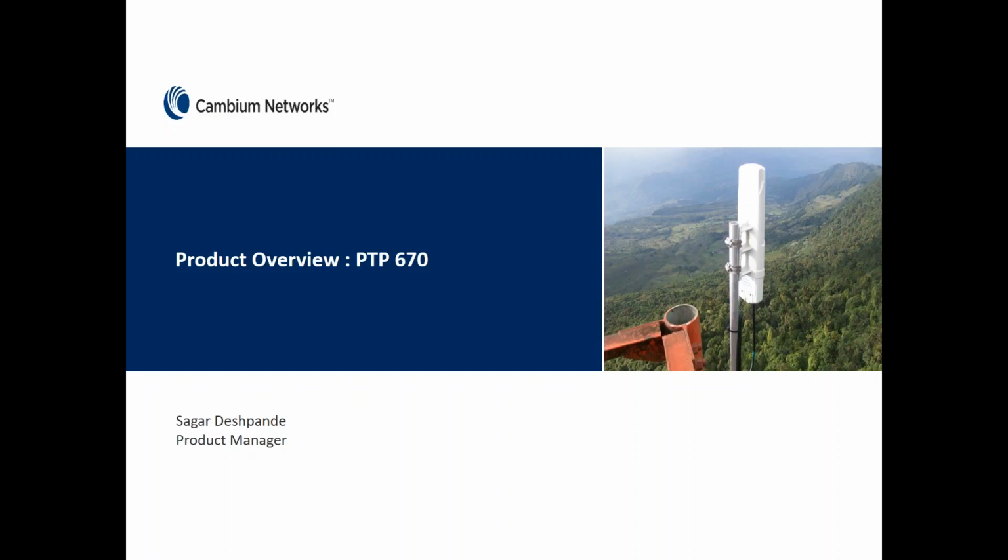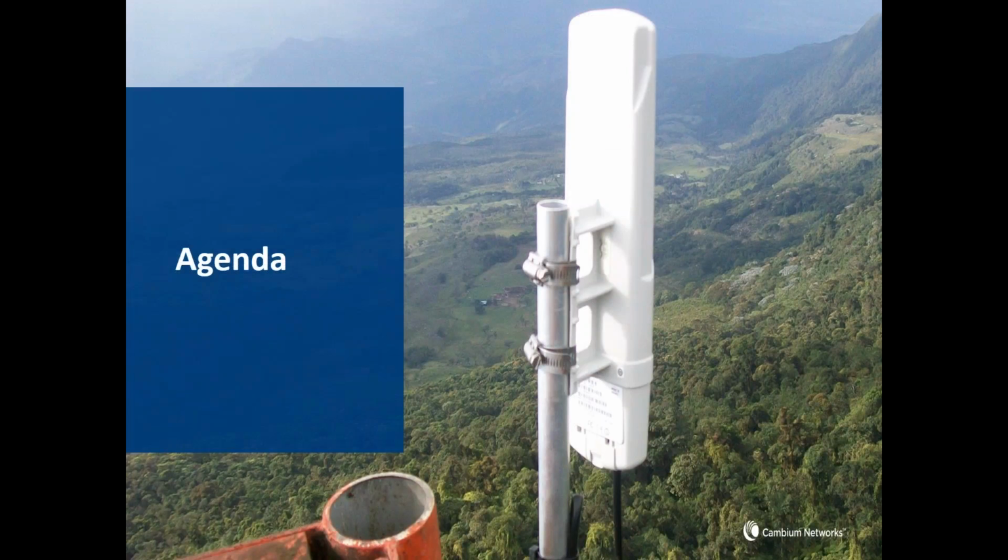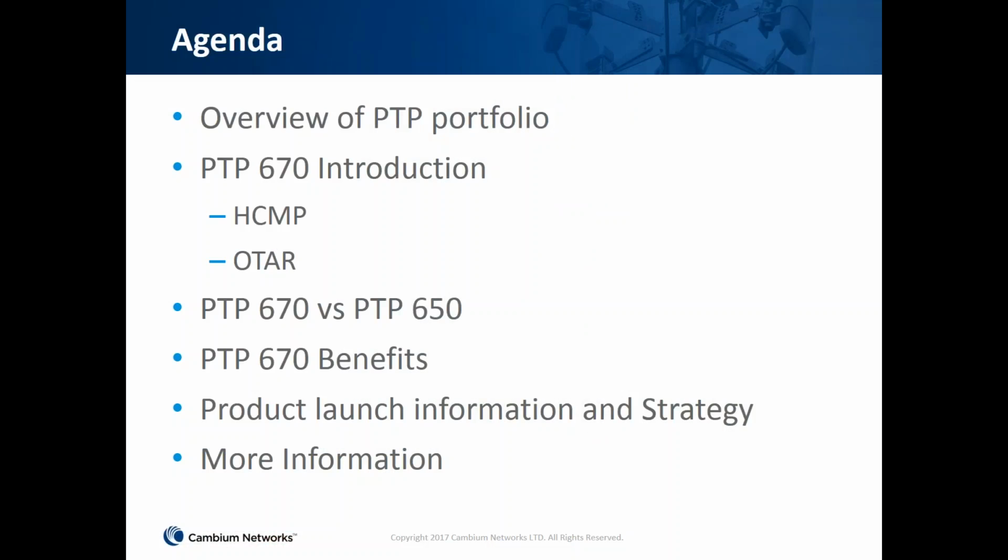Hi, Colin. Thank you very much for the introduction. Today we're going to review the PTP 670, our latest product in our point-to-point portfolio. For today's agenda, we're going to cover a quick overview of our PTP portfolio. We're going to go a little bit in detail on the PTP introduction, talk about some of its features and highlights. In particular, we're going to focus on HCMP and OTAR, that's over-the-air rekeying. These are the two main features that have been introduced in the 670.